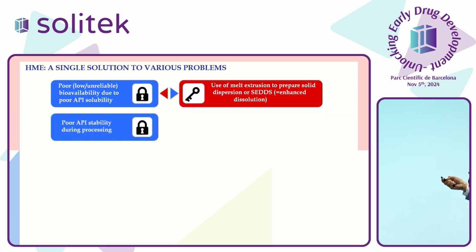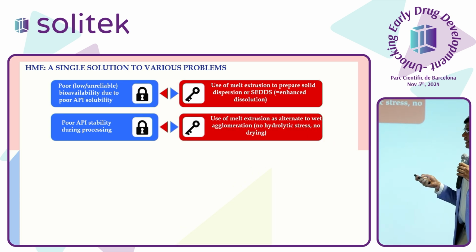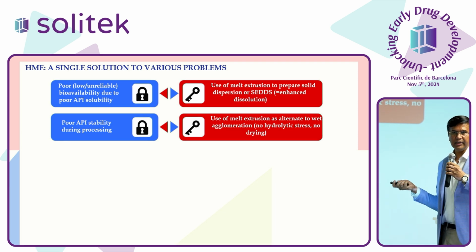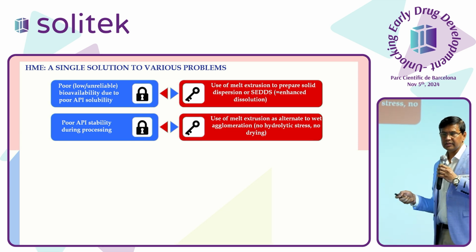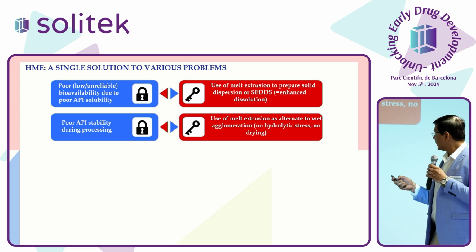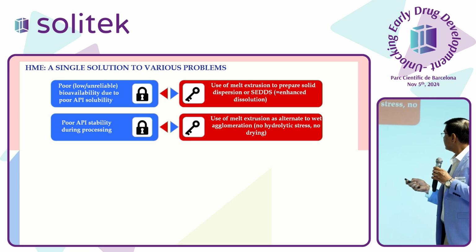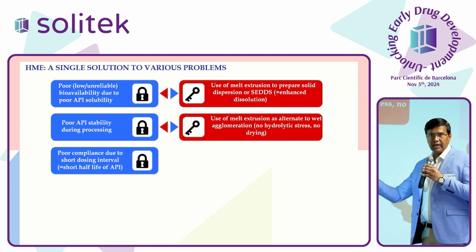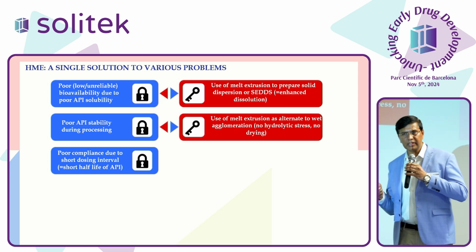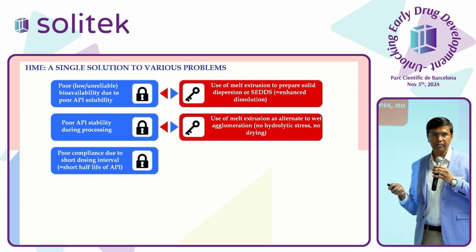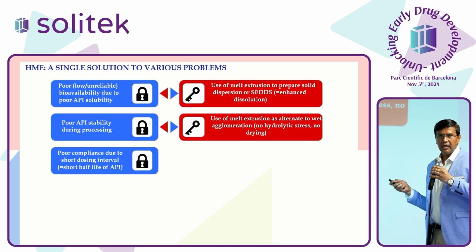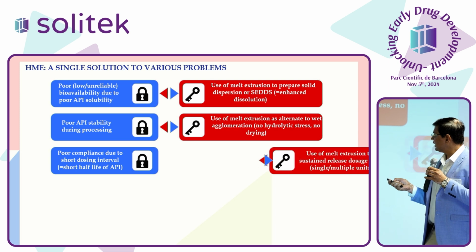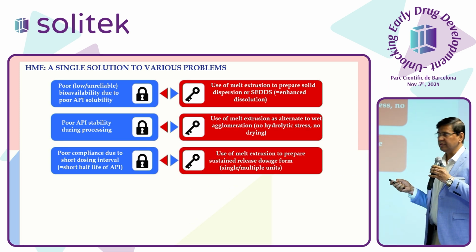The second one is that there are a number of APIs which are unstable, and you can't use water. In that case, hot melt extrusion is a very good technology. You can melt the polymer at maybe 60 or 70 degrees Celsius, and there is no need to use water. So there is no hydrolytic stress and no drying. The third one is that I use this technology for developing modified release formulations also. For example, I developed a metformin modified release formulation by using HPMC. So this is a good technology if you want to develop a modified release formulation.